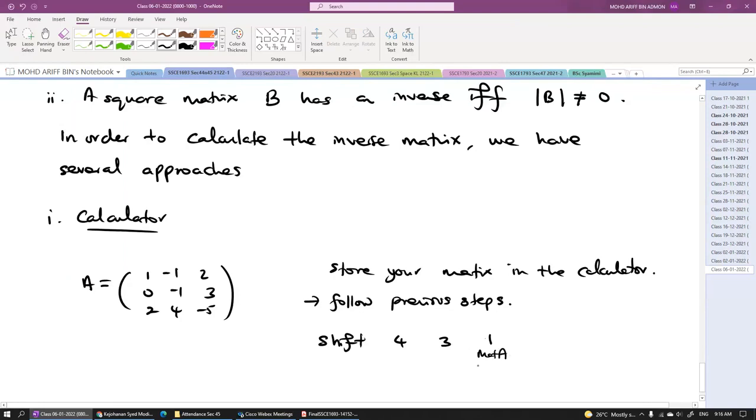When you press matrix A, matrix A will come out on the screen. Then press this button, just below your mode button, the X inverse button. Now it will come up like this, matrix A inverse, and then you can press equal.